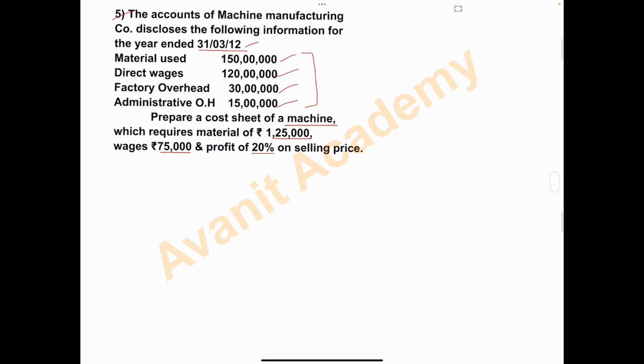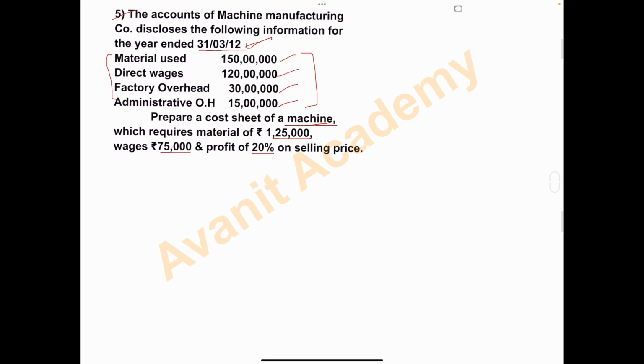So in this problem, we have to prepare two cost sheets. Number one, a cost sheet for the year ended 31st March 2012. For that, we have to take all this information: material used, direct wages, factory overhead, and administrative overhead. Next, we have to prepare an estimated cost sheet of a machine which requires material costing rupees 1,25,000, wages 75,000, and a profit of 20% on selling price.